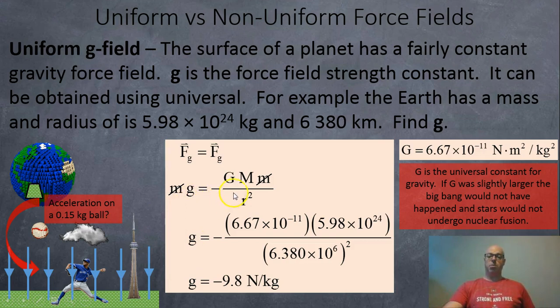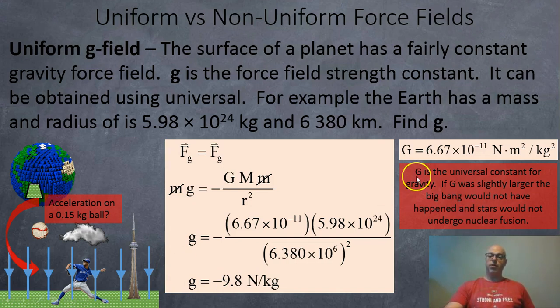To calculate g on a planet, it's just big G, the constant of the universe right here, times the mass of your planet divided by the radius of your planet squared. And we get negative 9.8 newtons per kilogram, or meters per second squared. So if you're on a portion of the Earth, or people may be playing baseball near a tower, a cloud, whatever, you're going to find the acceleration due to gravity and the force field strength g are around 9.8.